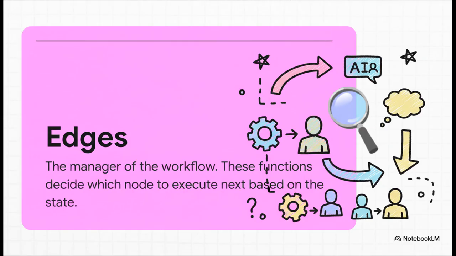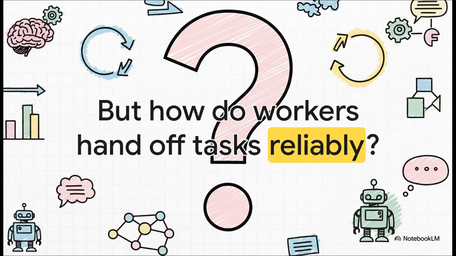They're the ones who look at that central whiteboard, the state, and decide, okay, who gets this task next? This is what makes all those powerful loops and decision points actually possible. Okay, so we've got our workers and we've got our manager. But a really important question comes up. How do you make sure that when one worker hands a task off to another, nothing gets lost in translation? How do you guarantee that handoff is totally reliable?